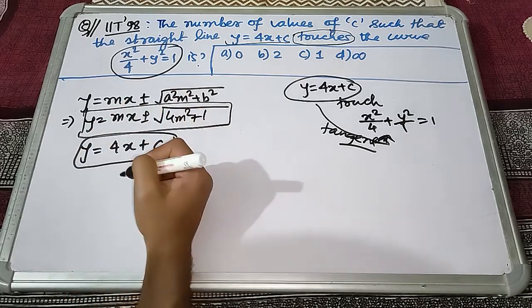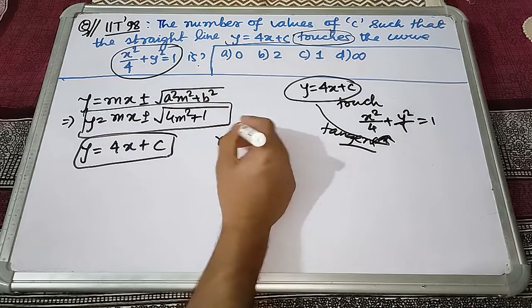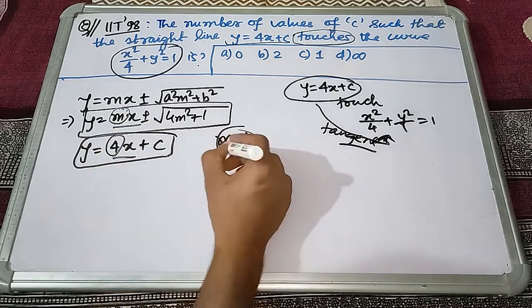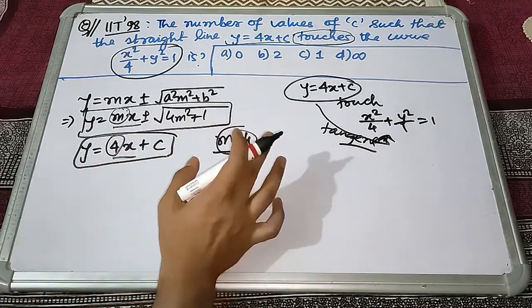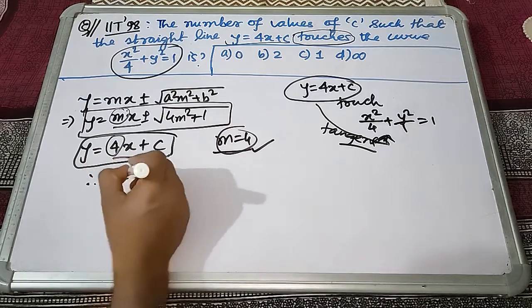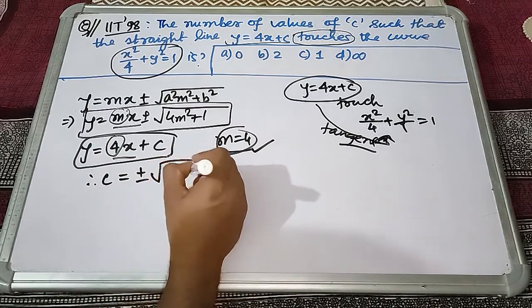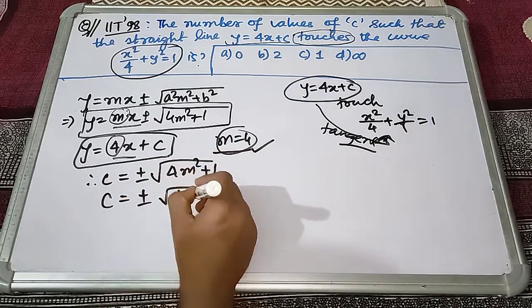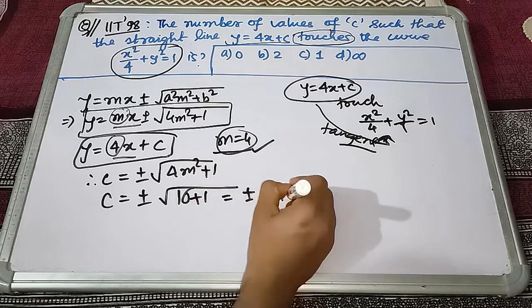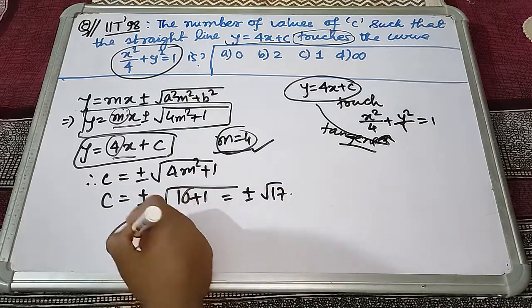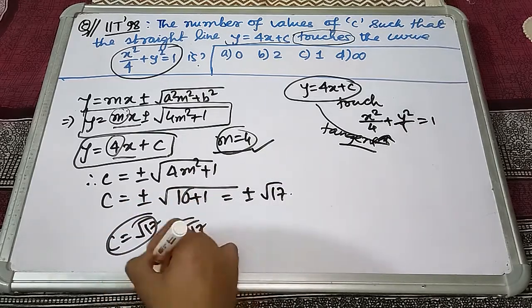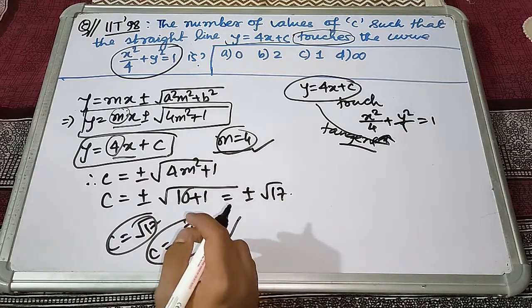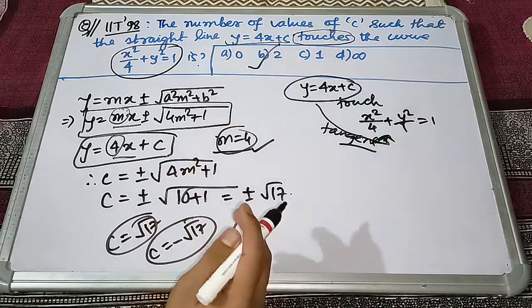So these two lines must be same. If you compare, m equals 4 directly, because the coefficient of x is 4, so m equals 4, direct comparison, we get the value of m. Therefore c equals plus minus under root 4m square plus 1, c equals plus minus under root 16 plus 1 equals plus minus under root 17. Therefore c equals under root 17 as well as c equals minus under root 17. What we can see is that c has two values, thus the option is option B.